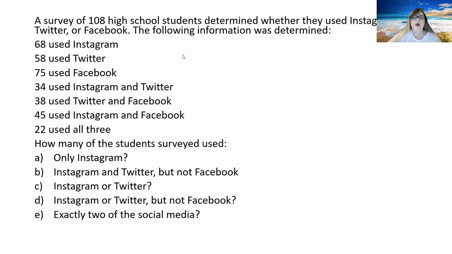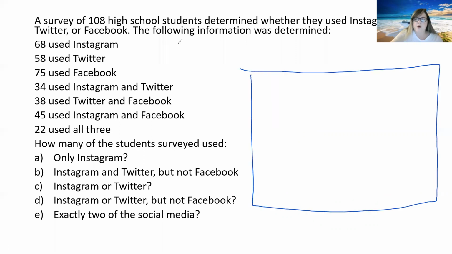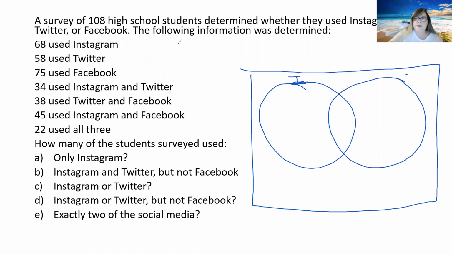Okay, let's see what's going on here. A survey of 108 high school students determined whether they used Instagram, Twitter, or Facebook. The following information was determined. Okay, let's draw our diagram. So this will be my Instagram. That's an I. This will be my Twitter and my Facebook. Okay, all three was 22 of them here.